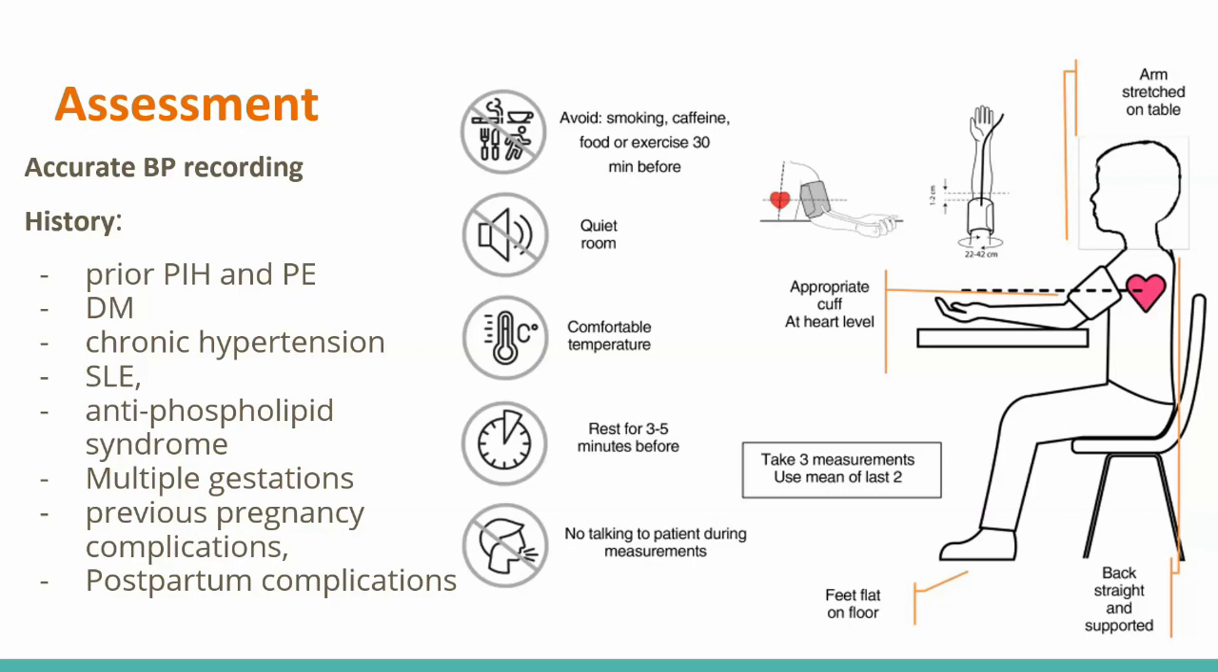In terms of history, we look at prior pregnancy-induced hypertension and PE history, if they have diabetes, chronic hypertension, lupus, antiphospholipid syndrome, if they're currently carrying multiple gestations, previous pregnancy complications, as well as postpartum complications.